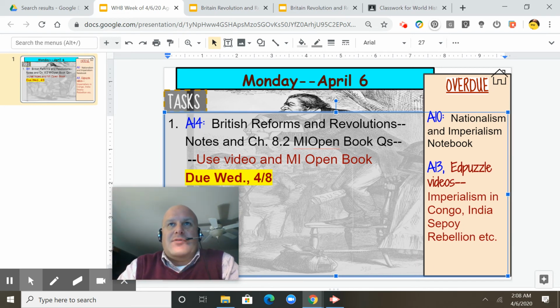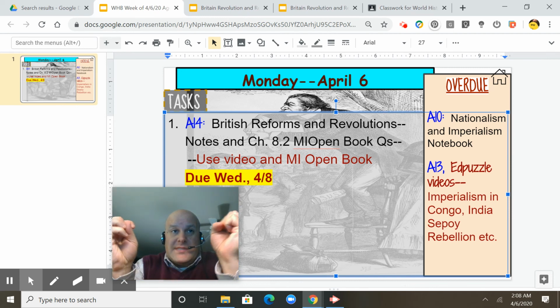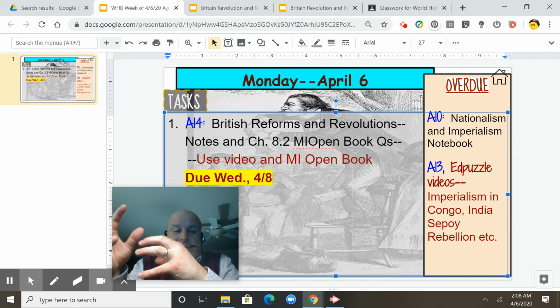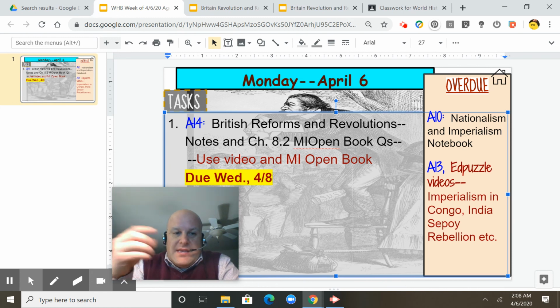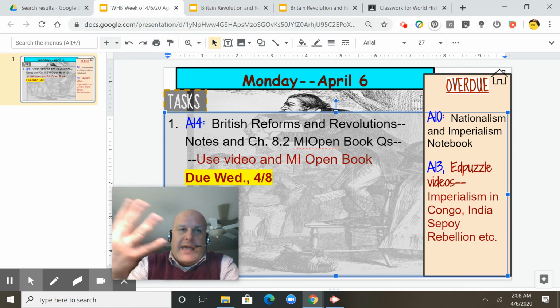So for Wednesday, British Reforms and Revolutions notes, and from chapter 8.2, and then some notes that I give you about British reforms and various reforms and revolutions that take place. This is the Victorian period, and so as we start moving into what we would know as the modern era, remember the underlying ideas of British imperialism and the sun never setting on the British Empire.